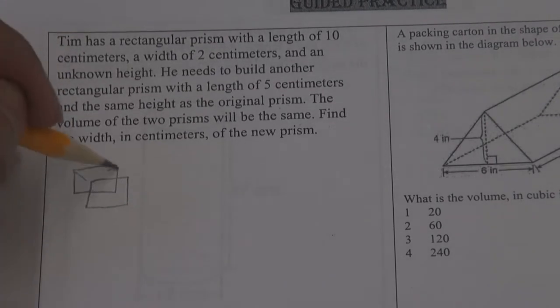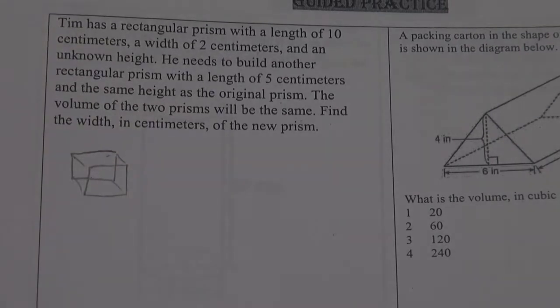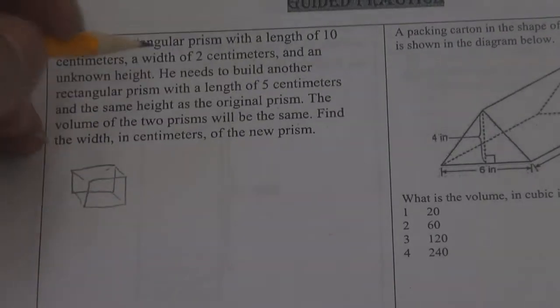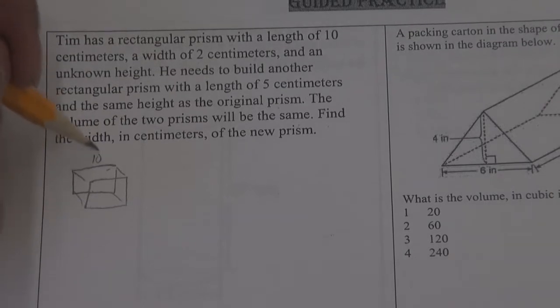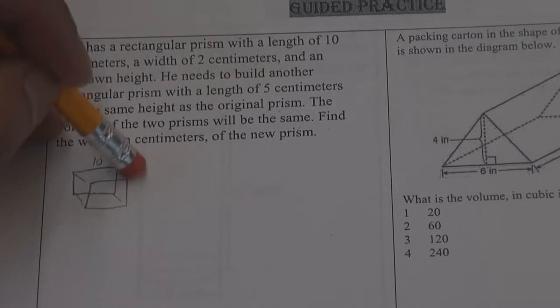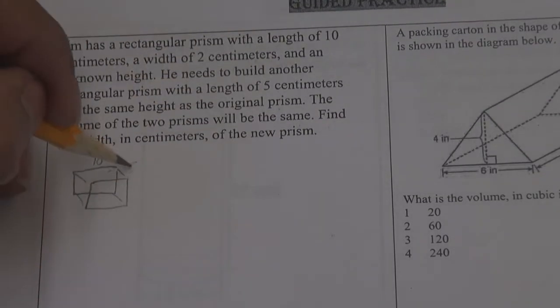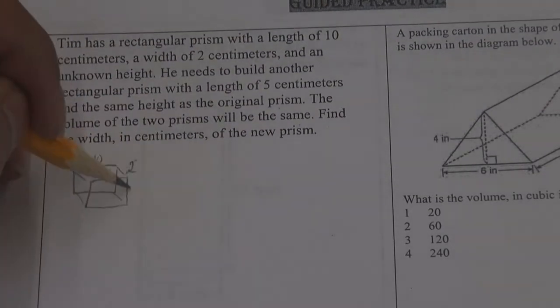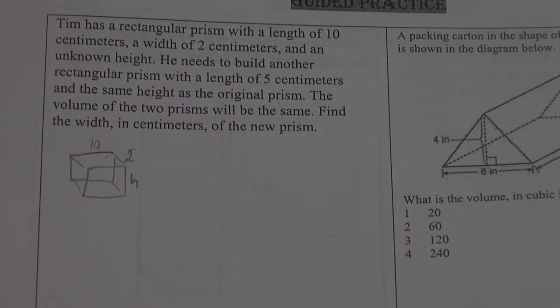And then you connect them, and you get a box. You like that, right? Okay, good. So then it says that the length here is 10, the width is 5. Let me see. Oh, I'm sorry, no, the width is 2. Okay, the width is 2. And the height is unknown, so I'm just going to call it H.